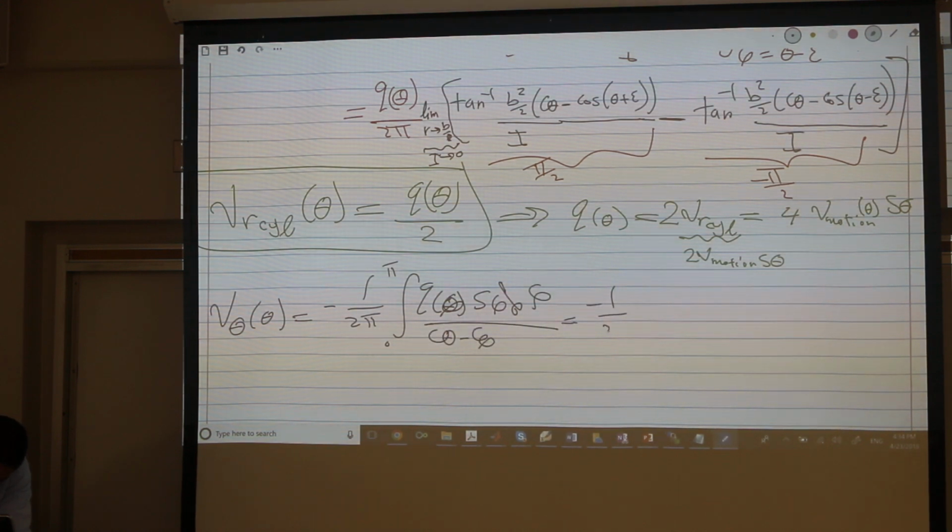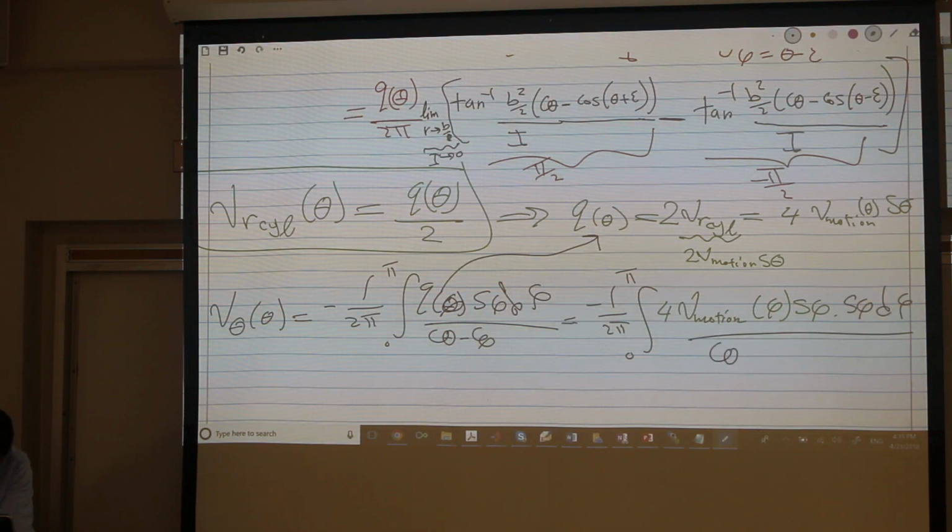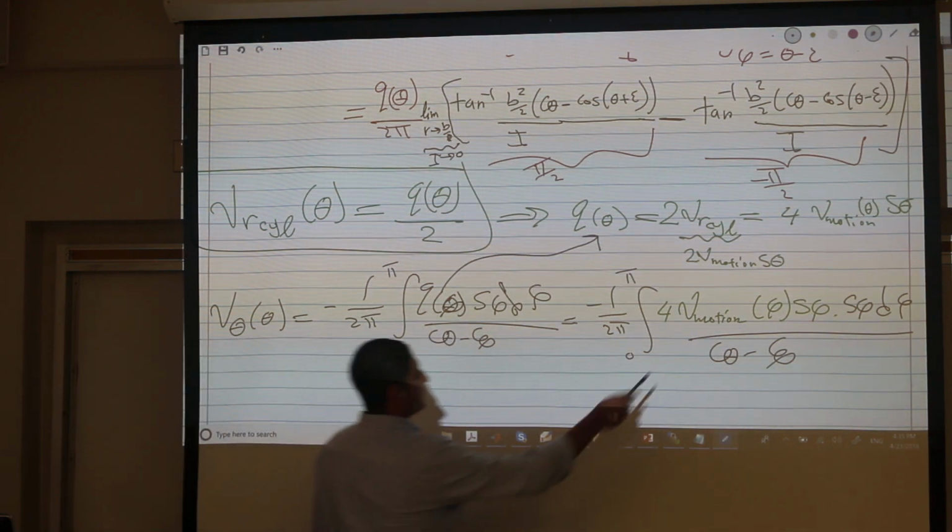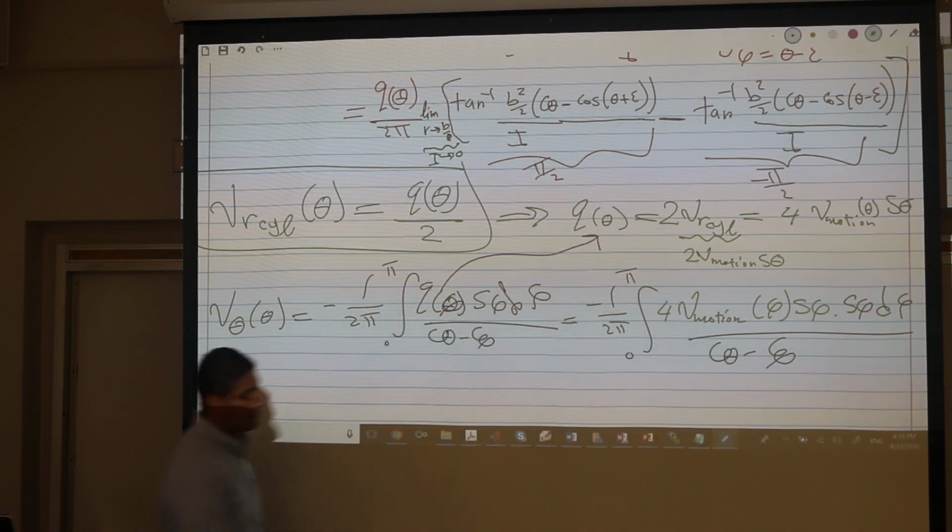Let's substitute that. Q of theta is from here, so this is 4 V motion of phi sine phi times whatever is left from here. We have another sine phi d phi over cosine theta minus cosine phi. Okay? And we have an expression for V motion. Let's carry out this integral.